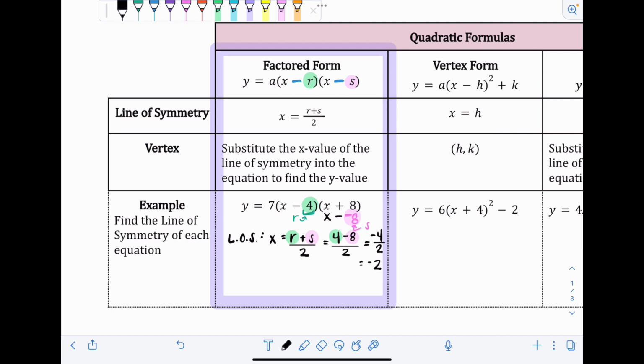And then we need to write our final answer for our line of symmetry with that x equals part in it. That part is important. So how the formula has x equals to start, so should ours. So it'll be x equals, and then it's the value that we got from our formula once it was simplified, which is -2. So x equals -2 is our line of symmetry.